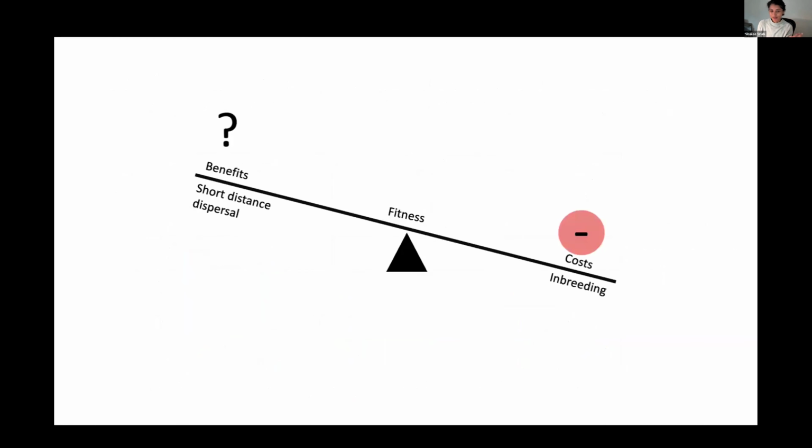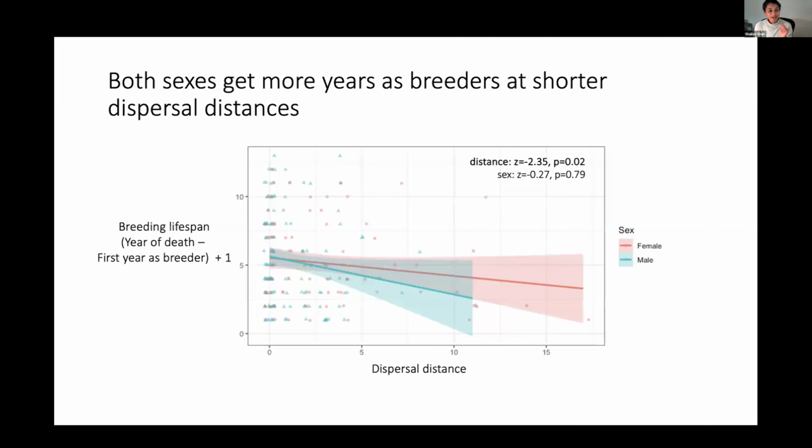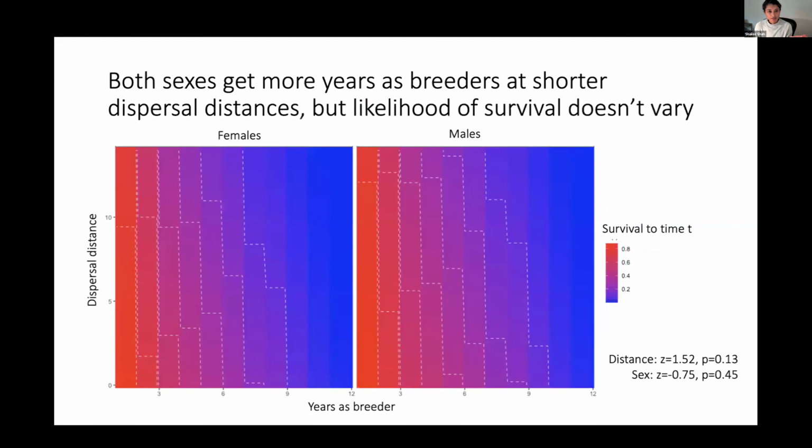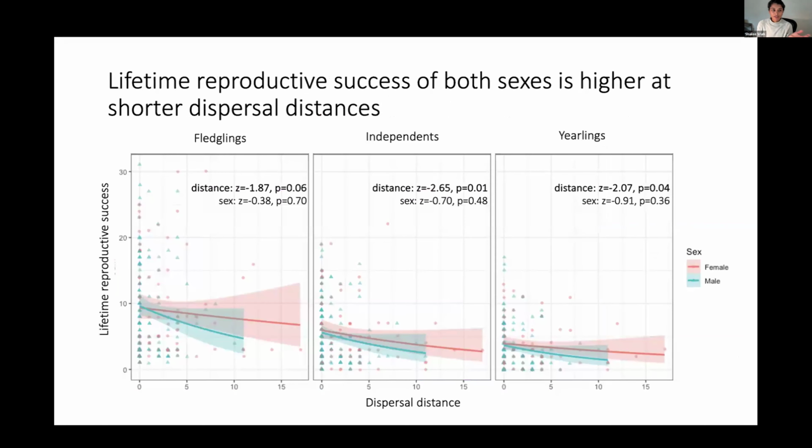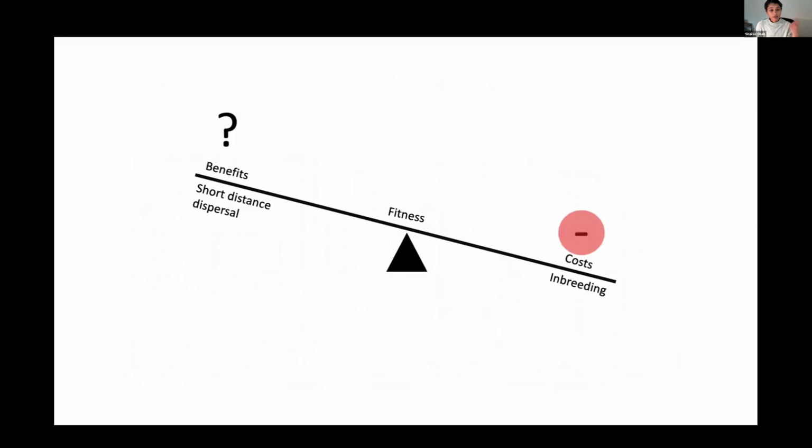So going back to this graphic, there do seem to be some costs of inbreeding. And then I'll just blaze through some of the benefits of short distance dispersal. But what I found was that both sexes do get to breed for more years when they remain close to their natal territory. They don't vary in their likelihood of survival, but I'm going to skip this for right now because it's a little bit complicated. And the main result is what people have found before, which is that lifetime reproductive success for both sexes is higher at shorter dispersal distances. So going back to this plot, there do seem to be some benefits that are outweighing the costs of inbreeding.